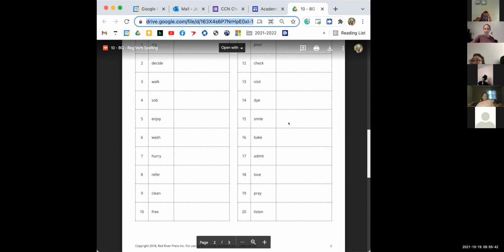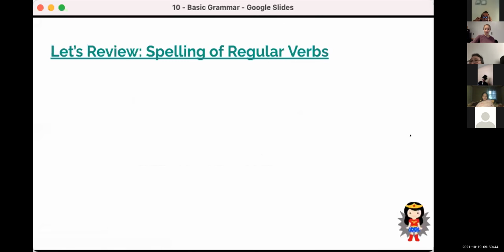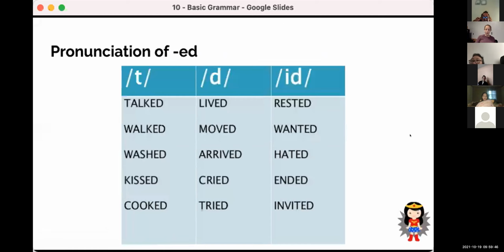All right. Come back to this page. Let's talk about the pronunciation of ED endings. You've probably talked about this before with other English teachers. You've probably studied this before. But let's practice and just refresh our memories about these different sounds.